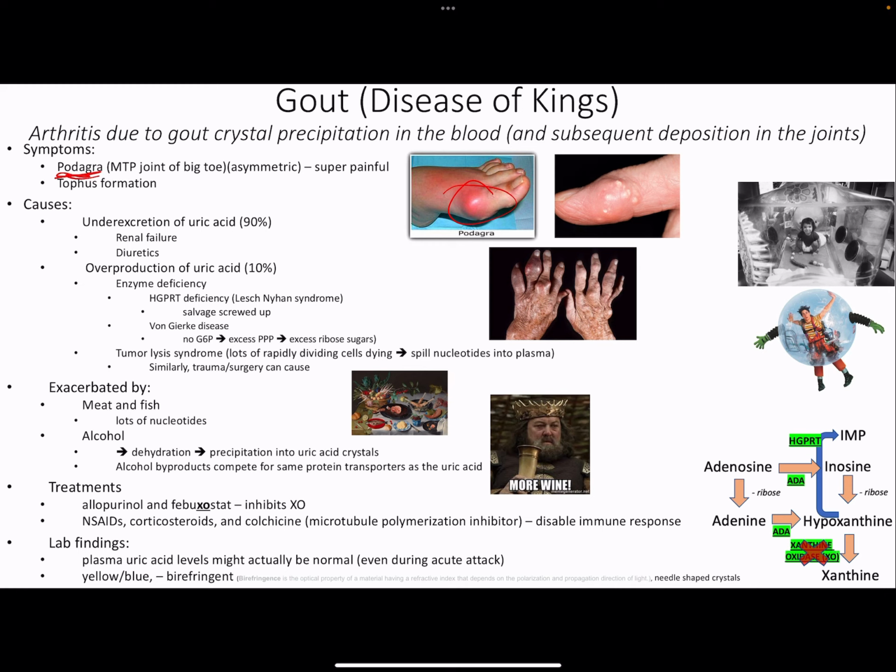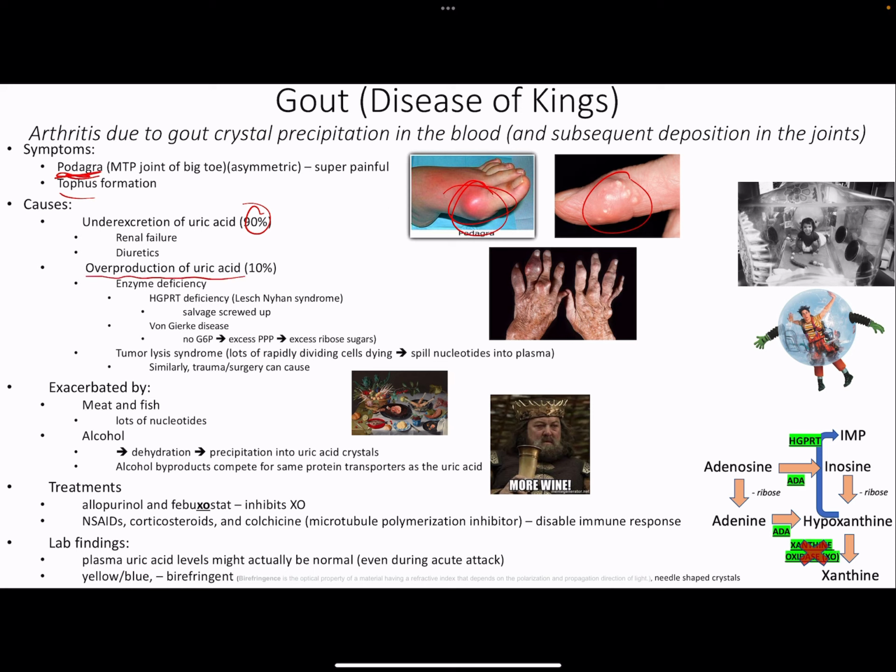Also, if it goes to the big toe, you might think gout. You're also going to get what's called a tophus, where it's depositing in the skin, and you can see right there it develop. 90% of the causes is actually just an issue with your kidneys, or you're on diuretics, and so your body can't get rid of the uric acid the way that it normally does in the urine, and so it's just going to build up, clump together, and deposit in joints, causing a lot of pain.